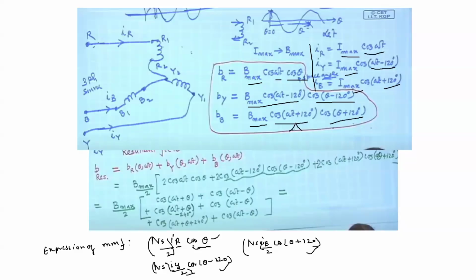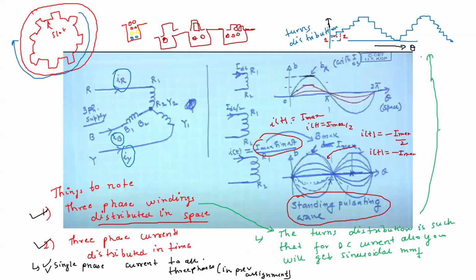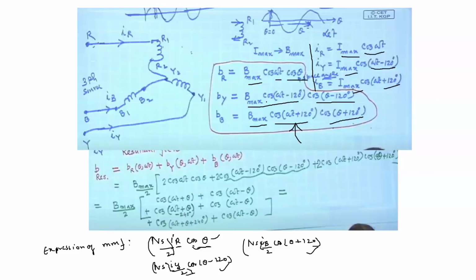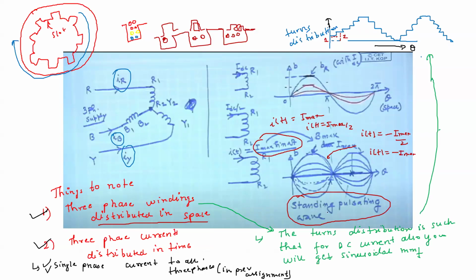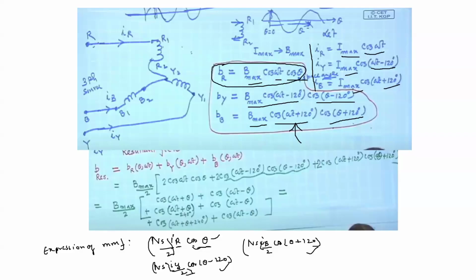So we can see why we were getting a pulsating thing here. If you see the individual phase, it is cos omega t cos theta, which is pulsating. So for a single phase it is a standing pulsating wave, the resultant mmf for the single phase. But let us see what is the resultant mmf for all the three phases taken together. What will be the resultant air gap MMF produced? We will add all the three MMFs for the three phases.